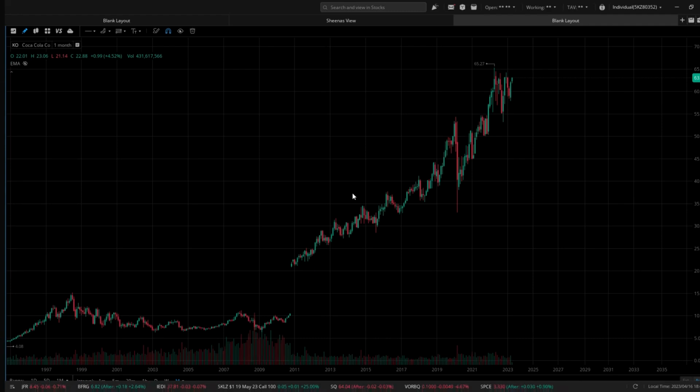So I picked Coca Cola today. So we're going to be looking at Coca Cola. It's a pretty stable stock, one that moves fairly liquid, but it's not super sporadic like maybe a Tesla or something like that. And the ticker symbol for Coca-Cola is KO.